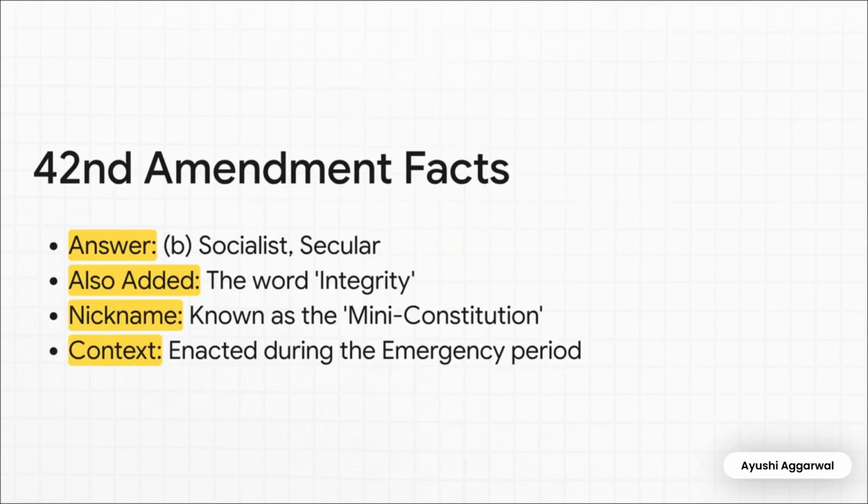The correct answer here is B, socialist and secular. But let's not just stop there, because there's more to know. The word integrity was also added at the same time. This whole amendment is famously called the mini-constitution because it made so many changes. And you have to remember the context. This all happened during the Emergency. Knowing these little extra facts is what makes all the difference.